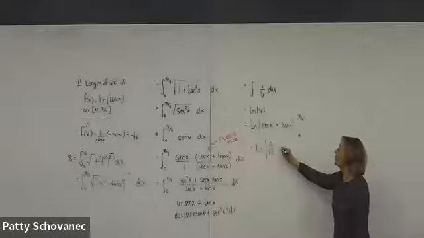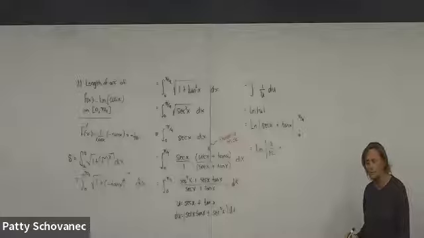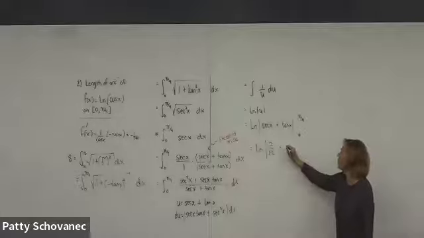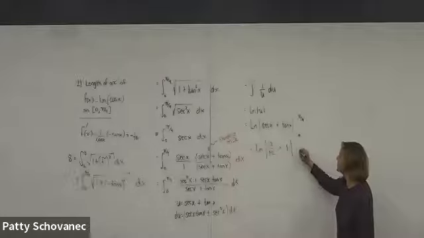Tangent of pi over 4 is the sine over the cosine, each at pi over 4. Both of those are square root of 2 over 2. So I just get 1 out of that. Now I'm going to plug a 0 in there.